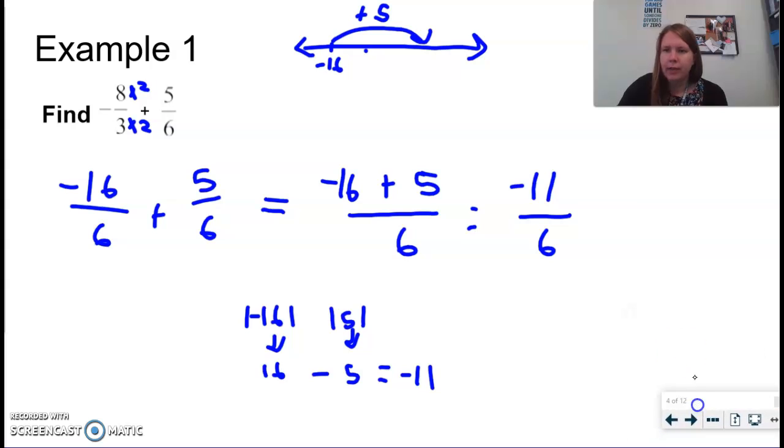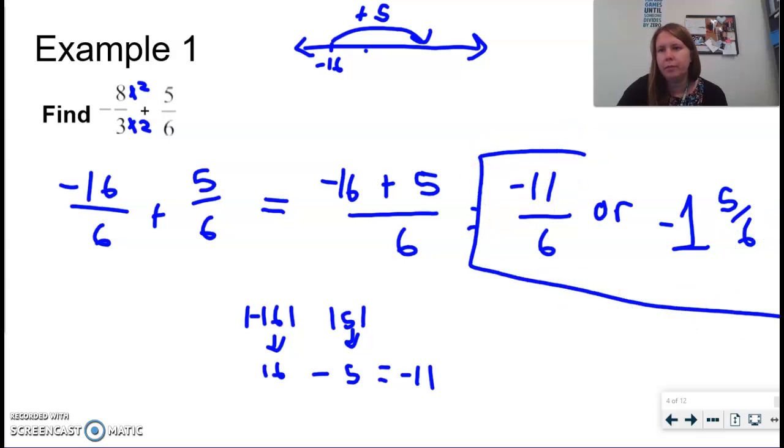I'm okay if you want to leave it as this improper fraction, but if you would like to change it into a mixed number, it would look something like this, negative 1 and 5/6. Either is fine for me. I'm not going to be picky on which form. You can have either, they mean the same thing.